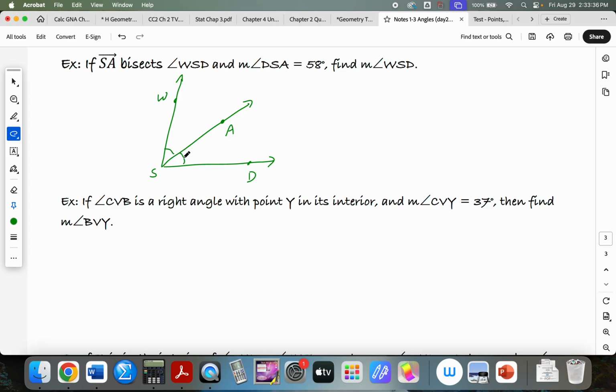And notice that I put these different distances from the vertex so it doesn't look like it's just one arc. So it says then that angle DSA, that's this angle, is 58 degrees. Remember when it says DSA, that means D is on one side, A is on the other, and S is the vertex. So how much is WSA? 58 also. It says right here that these two are congruent to each other. So then, Terrence, how are we going to find WSD, the whole big angle?